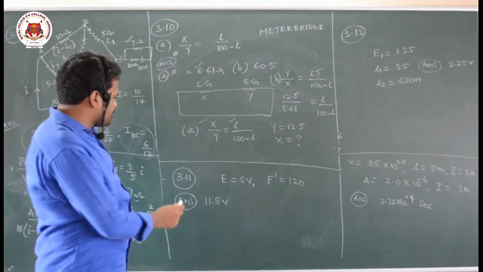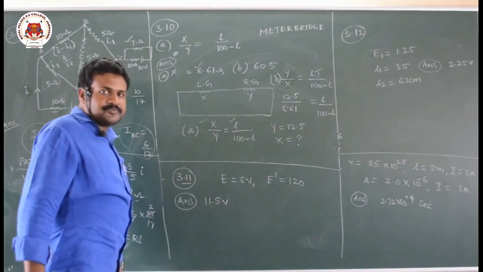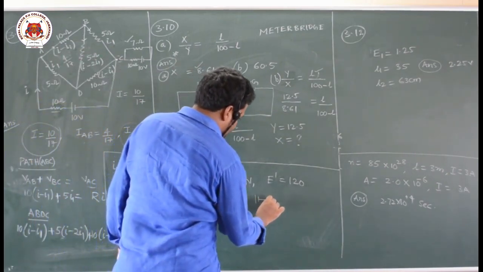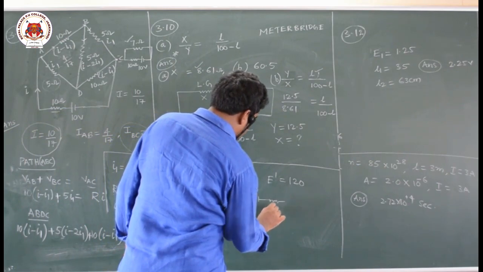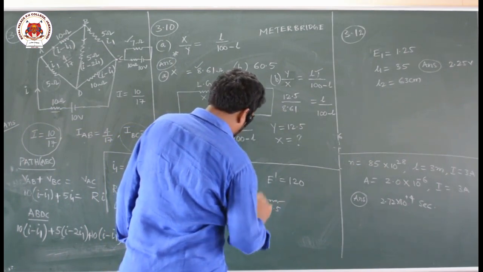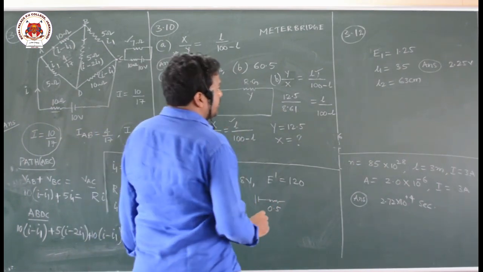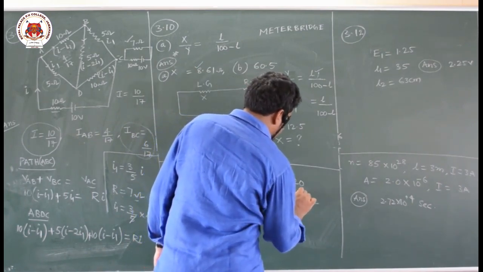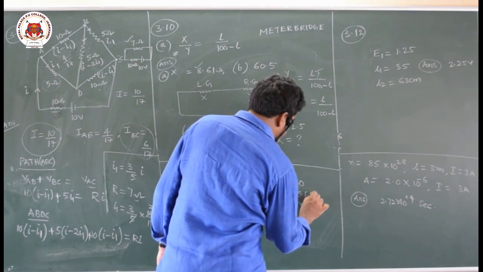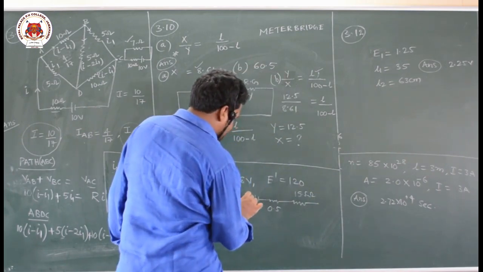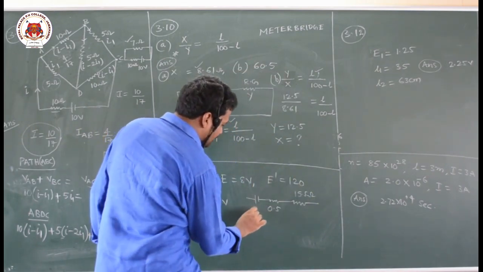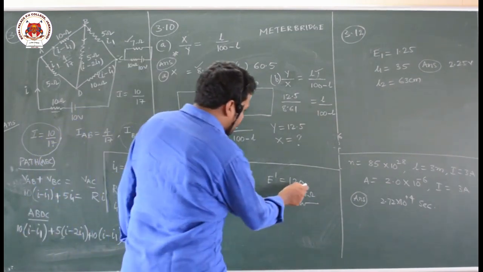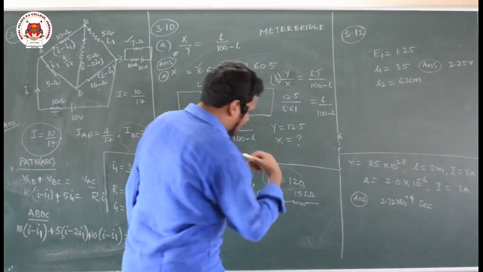Now let us see question number 3.11. In 3.11 there is a cell having some internal resistance, 0.5 ohms, and it is connected to an external resistor of 15.5 ohms. Now this cell of 8 volts is charged by using another cell of EMF 120.